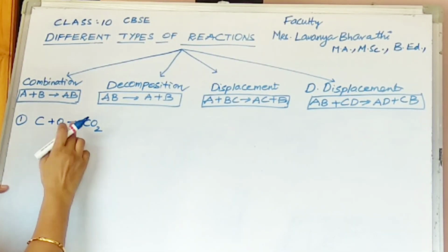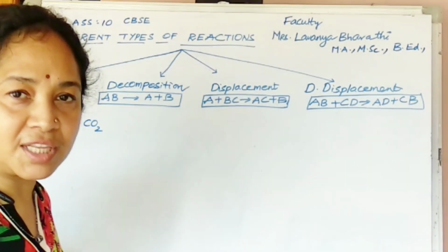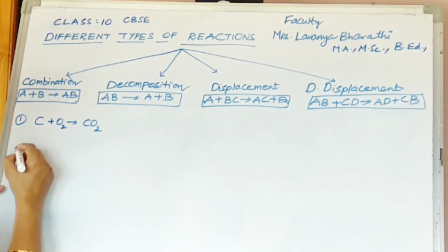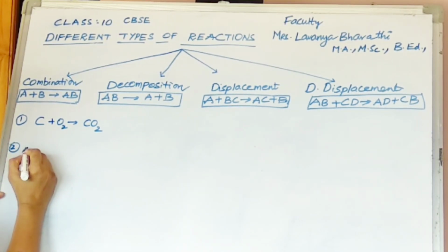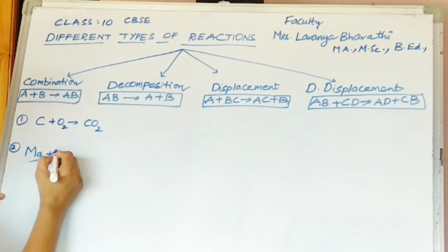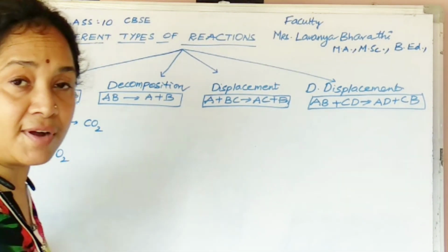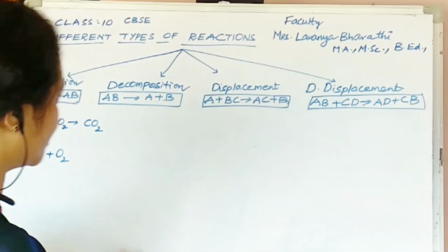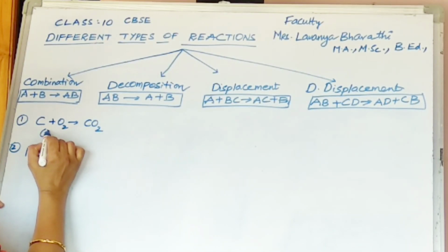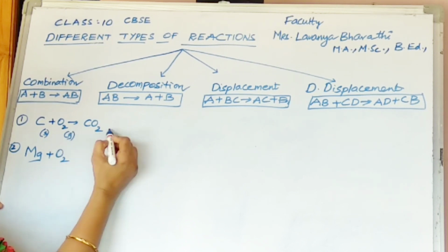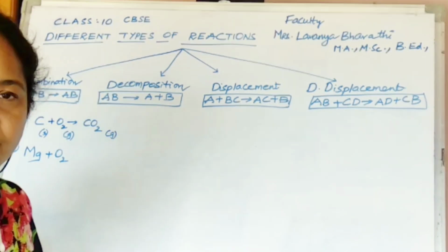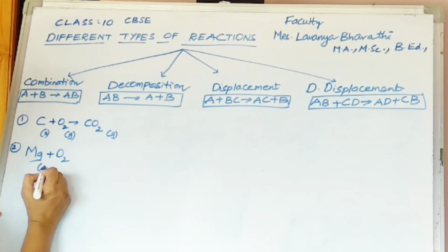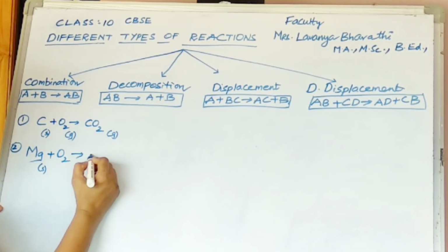So here, one carbon and two oxygen atoms are on both sides, on the reactant side as well as the product side. So this is done. The second example I am giving is magnesium. Magnesium reacts with oxygen. Remember, whenever you are writing a chemical reaction, you have to mention all the states of matter also. So here carbon I am taking as solid, here this is gas, and here this is also gas. Carbon plus oxygen gives rise to carbon dioxide, and magnesium, again solid, reacts with oxygen to form magnesium oxide.